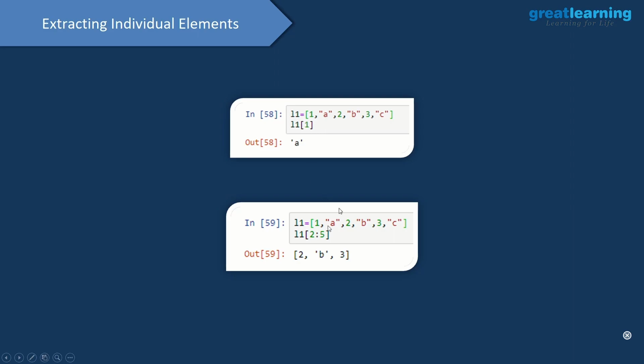Similarly, if I want to extract a sequence of elements, so over here, I want to extract these 3 elements. For this, the index starts at 2 and it will go on till 5, because it will be 2, 3, and 4. And since 5 is exclusive, it will not be included. So you would have to use 5 as the end index. That is when we'll be able to extract 2, B, and 3.